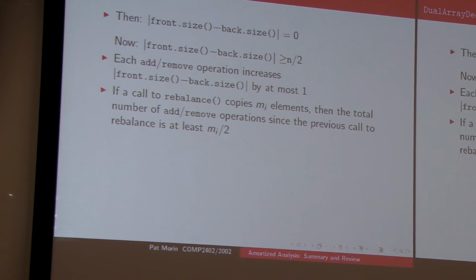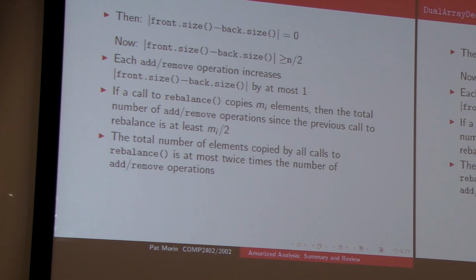So finally, we get the same kind of result. If we're going to do a rebalance and we're about to copy m sub i elements, then the total number of add and remove operations since the last time we rebalanced is at least m sub i/2. And so we finish the same way. The total number of elements copied by all the calls to rebalance is at most twice the number of these add and remove operations.